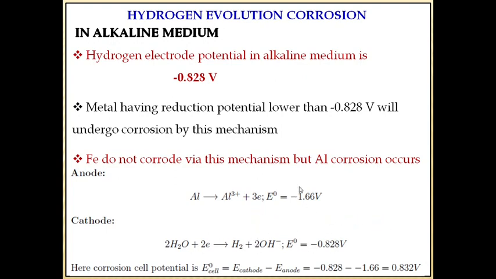And if you compare these two values of aluminium and hydrogen at alkaline medium, it's very clear that aluminium will be acting as the anode. The one with lower reduction potential will be acting as the anode and it will be undergoing corrosion by hydrogen evolution in alkaline medium.